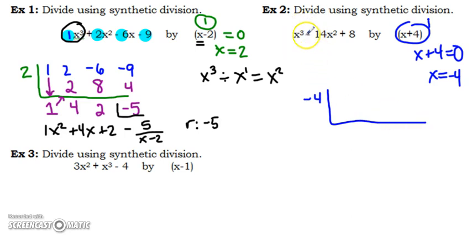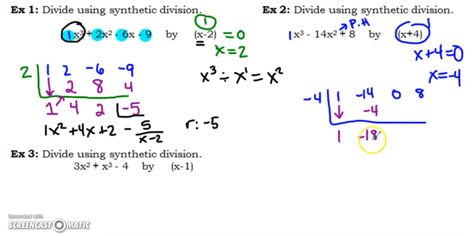And then I want to take a look at my coefficients. So x cubed, so 1, -14 for x squared. Now notice I need a placeholder because I go from x squared to no x term, so I need a 0 and then an 8. All right? Then it's time to have some fun. So I drop the first one automatically, then I multiply, then I add, and then I repeat.